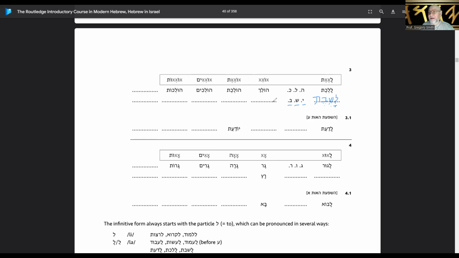And then if you were to say he is sitting, it would be yoshev, with a holem, a sheen, and then a vet. Yoshev. So he is sitting. How about if you were to say she is sitting? Yoshevet.